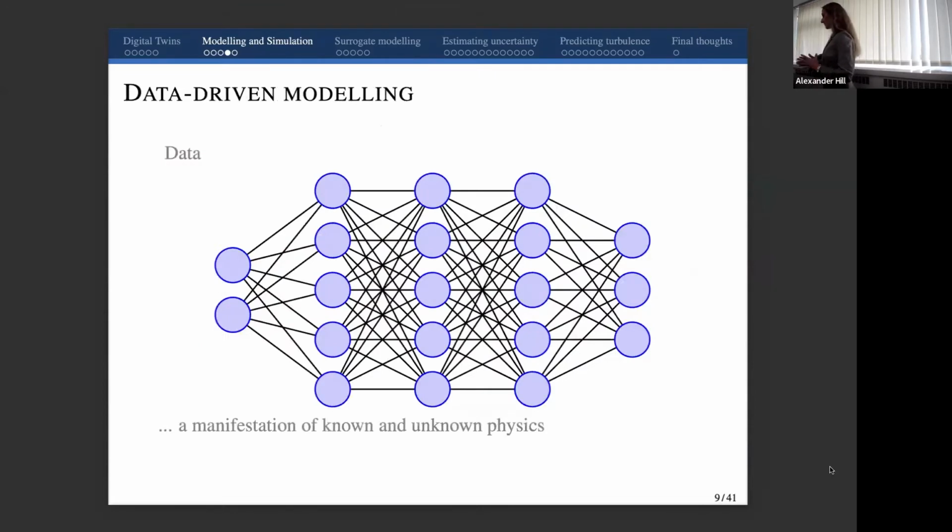Now, there's this other aspect of modeling, which is data-driven modeling. Well, so what is this? In this case, we actually don't have a model.